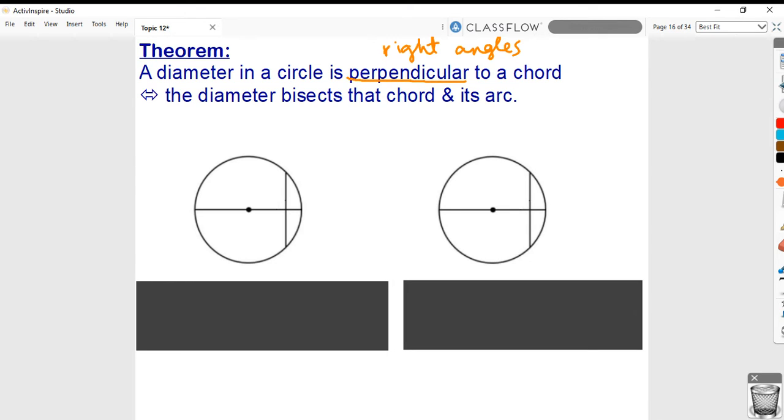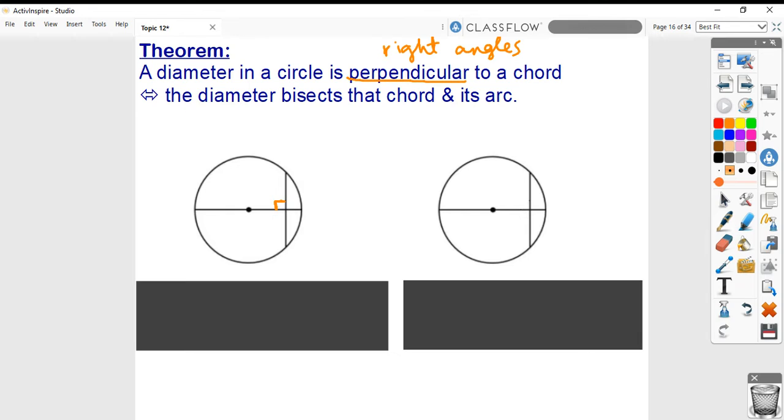It says that if a diameter is perpendicular to a chord, that means in this diagram we have a right angle made by the diameter and the chord where they meet each other. What that means for us is that this diameter bisects the chord. That word bisect is something that we've talked about a whole lot in this class over the months. And that word bisect means cut in half. It doesn't mean just cut into two pieces. It means cut exactly in half into two equal size pieces.